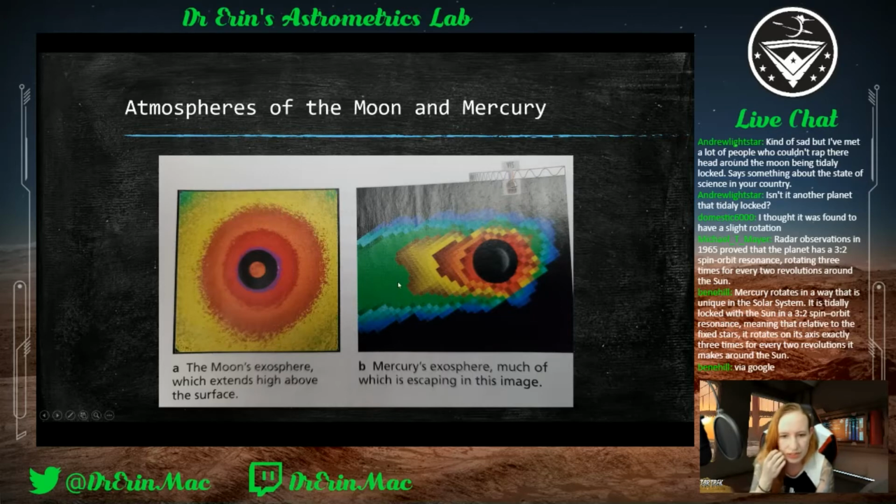Thank you, Benny. I appreciate it. Ooh, Michael looked it up. Radar observations in 1965 proved that the planet has a 3-2 spin orbit resonance, rotating 3 times for every 2. I love resonance. Relative to the fixed stars, it rotates on its axis 3 times for every 2 revolutions. Math is beautiful.